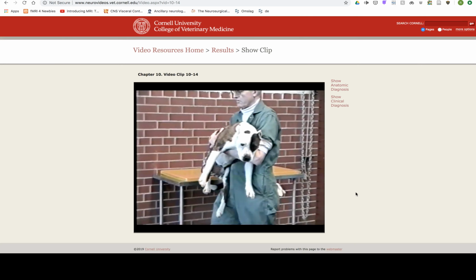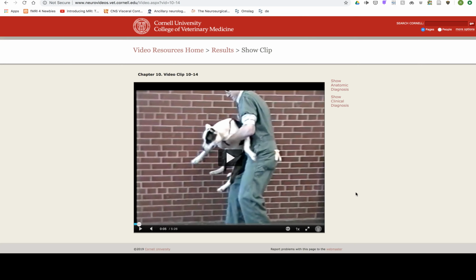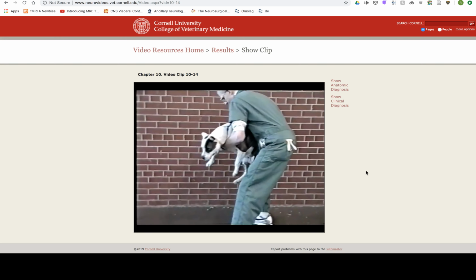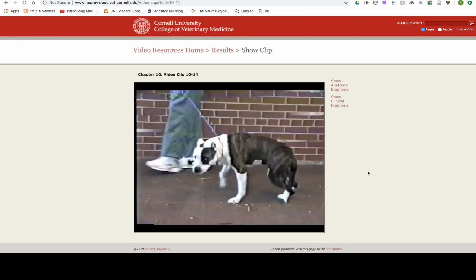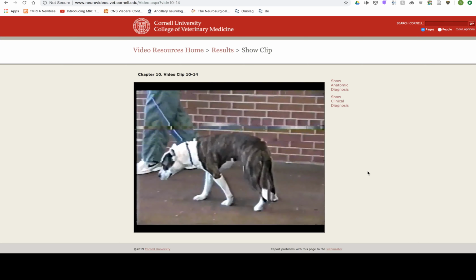Examination: Video 10-14 shows the spastic paraparesis and the pelvic limb ataxia that is fairly symmetric. The pelvic limb hypertonia is severe. Despite being a very stoic dog, Sassy occasionally exhibited discomfort when the lumbar vertebrae were manually compressed. Anatomic diagnosis: focal or diffuse spinal cord lesion between the T3 and L3 segments.